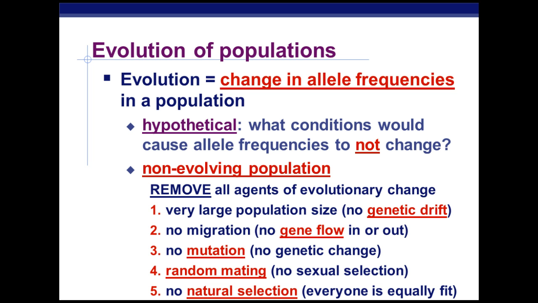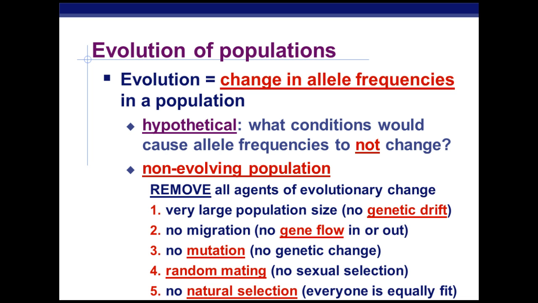1, a very large population size, which means no genetic drift. Make sure you're getting these down. There would be no migration, and that would prevent any gene flow in or out of that population. There would be no mutations, which would prevent any genetic change over time. There would also be no non-random mating, which prevents any sexual selection. And finally, there'd be no natural selection, which means all organisms would be equally fit in their environment. So make sure you get those down.